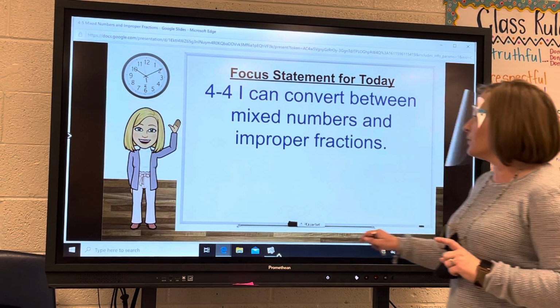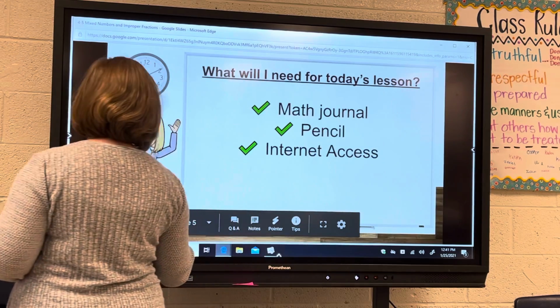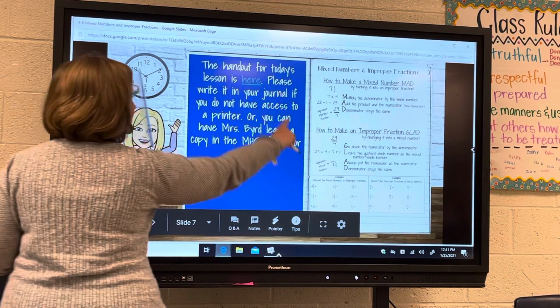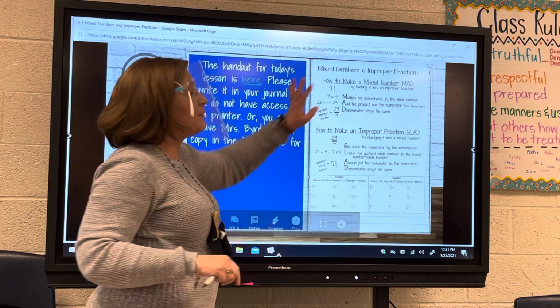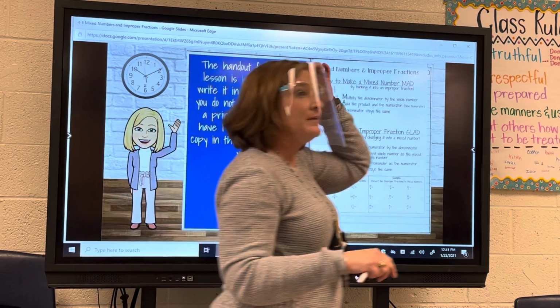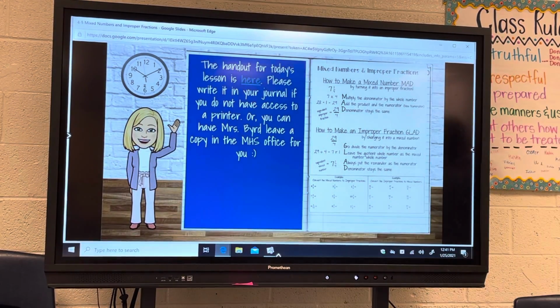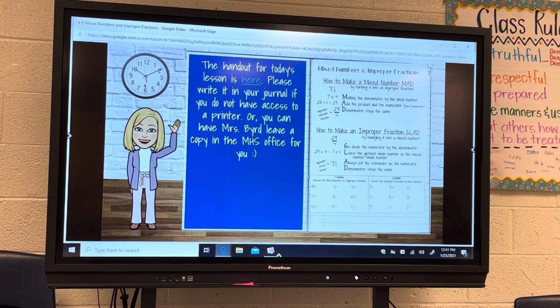The first thing that we're going to do, everybody should have a paper that looks like this. And I want you to tape it on the right side, okay? And we are going to start with mixed numbers, because we're going to make mixed numbers mad. Let me give you a second to take that in.